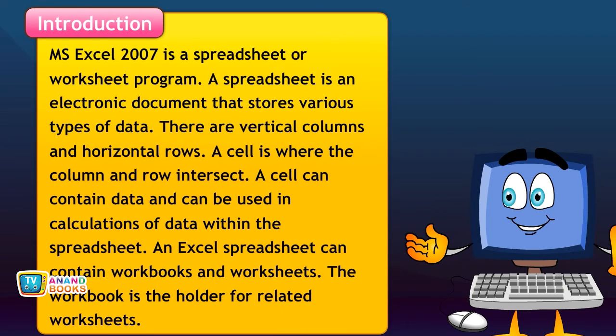Introduction. MS Excel 2007 is a spreadsheet or worksheet program. A spreadsheet is an electronic document that stores various types of data. There are vertical columns and horizontal rows. A cell is where the column and row intersect. A cell can contain data and can be used in calculations of data within the spreadsheet. An Excel spreadsheet can contain workbooks and worksheets. The workbook is a holder for related worksheets.